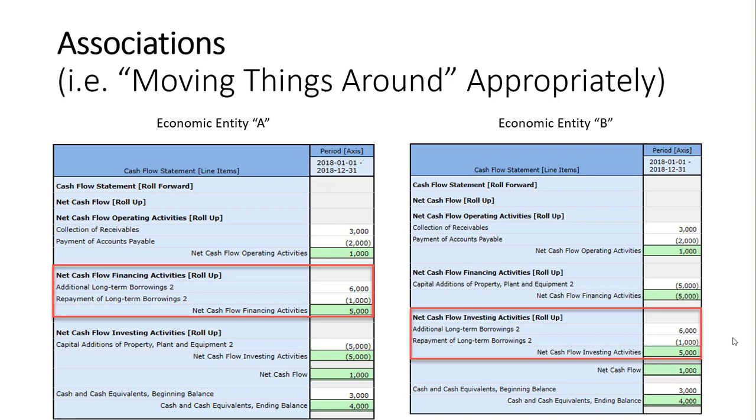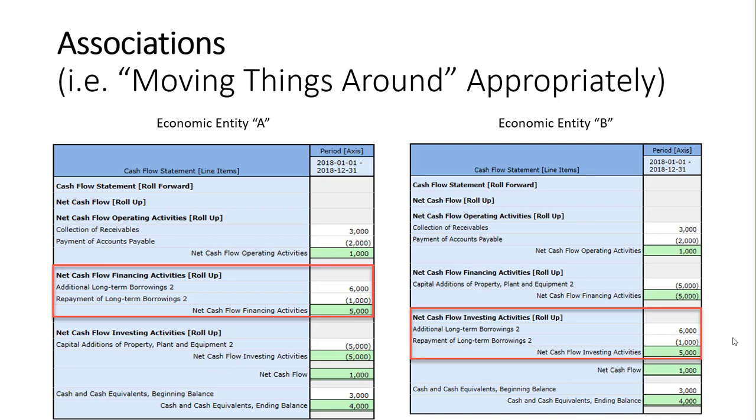So what's happening is economic entity A and economic entity B are totaling sub-line items with different subtotals. So an accountant would understand that the one on the left is correct. Borrowings and repayments of long-term debt are financing activities, not investing activities.